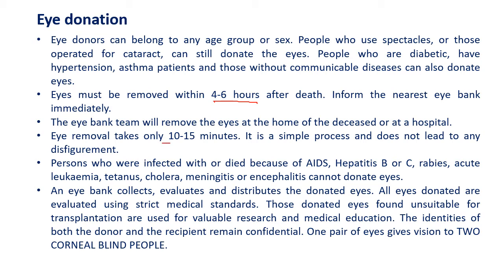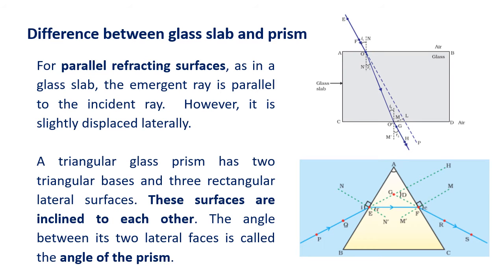Eye removal only takes 10 to 15 minutes. Yes, the eye bank team will come and take the eyes. It's a very simple process. But people who are infected with AIDS, hepatitis B or C, rabies, acute leukemia, tetanus, or cholera cannot donate the eyes. But people who are diabetic, or have hypertension, or asthma patients can donate the eye, and a healthy person should donate the eye because it will help some other person see the world. Okay, this is just for information's sake. Now we go to refraction.